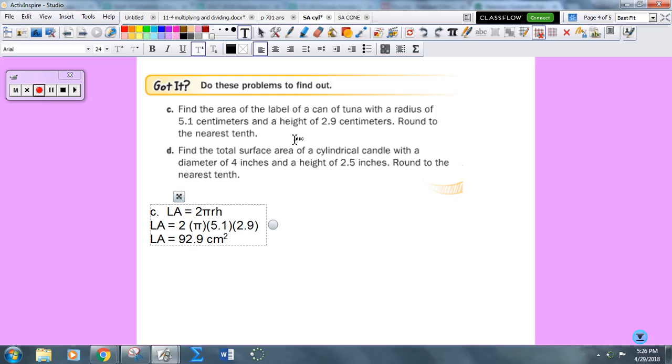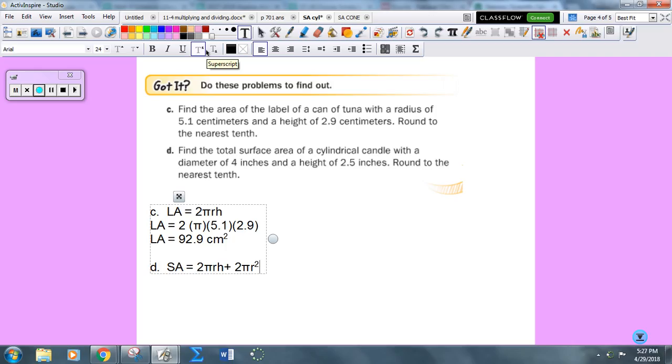For problem D, it says find the total surface area of a cylindrical handle with a diameter of 4, height of 2.5. So again, I'm looking for total surface area. So that means I am going to do surface area equals 2 pi r h plus 2 pi r squared, because I need to add the two circles, top and bottom.